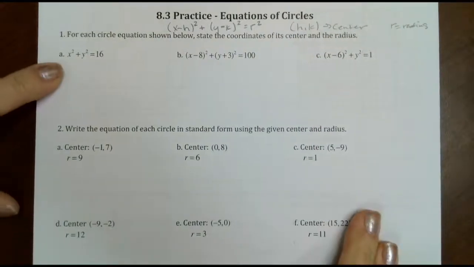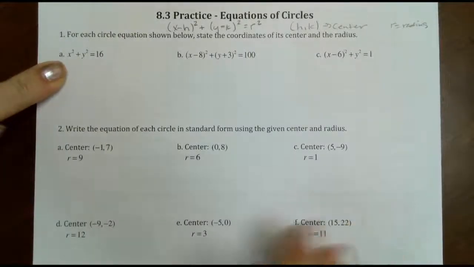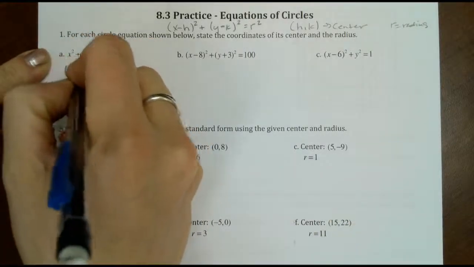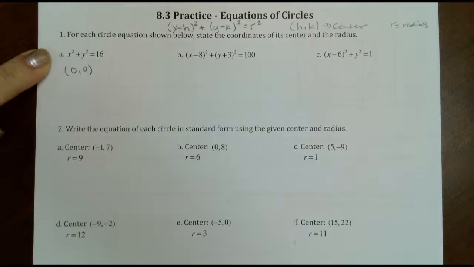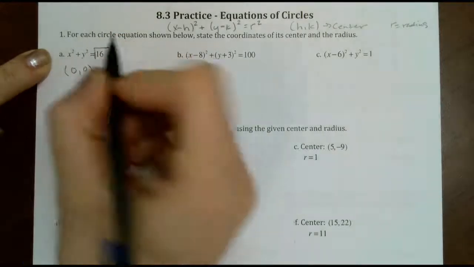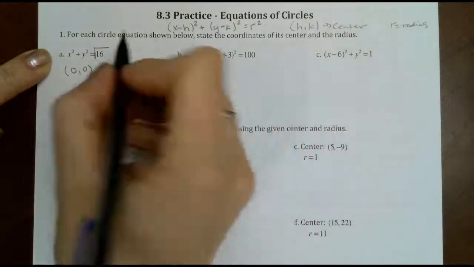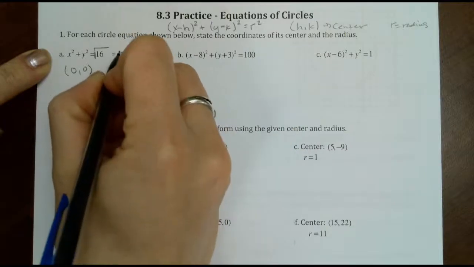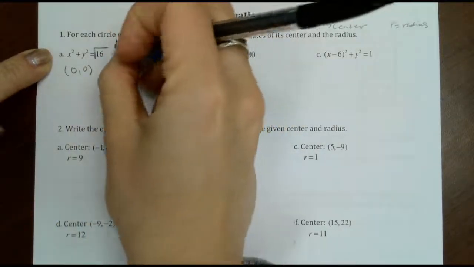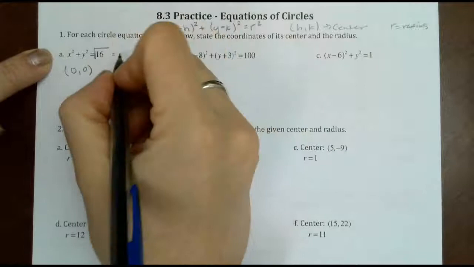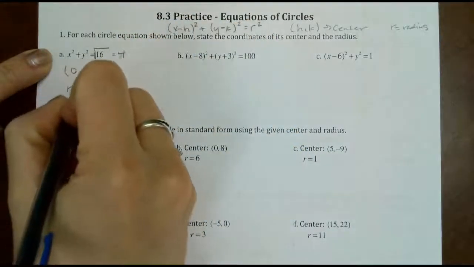So when we look here, we don't have anything added or subtracted to Y. So our center is going to be 0, 0. And then if we take the square root of 16, that would be 4. The square root of 16 would be 4. So that means our radius is 4.